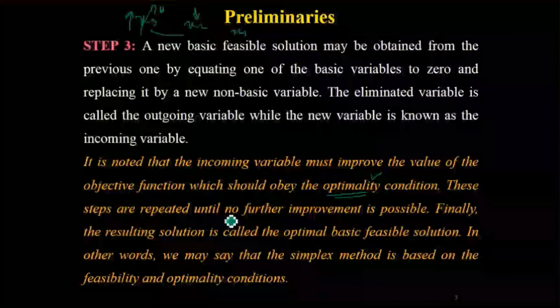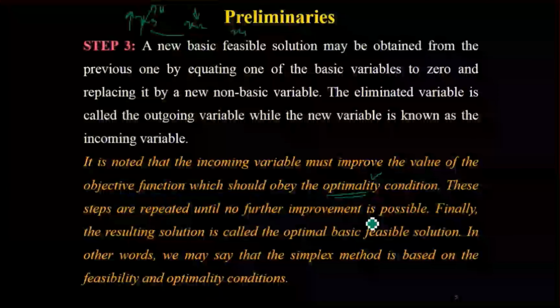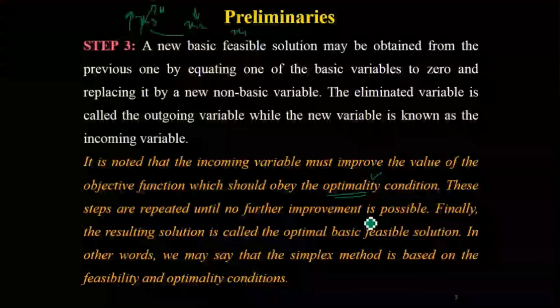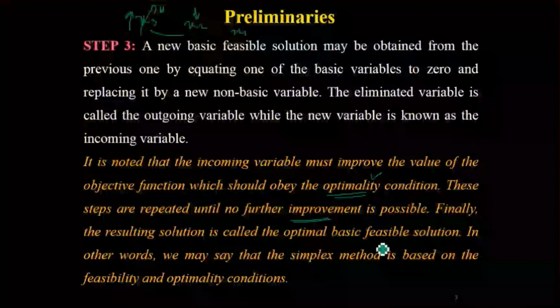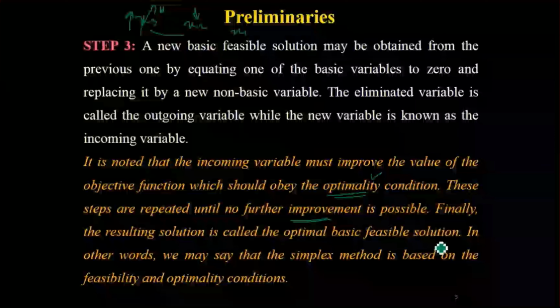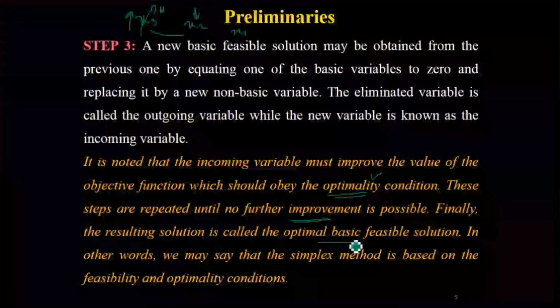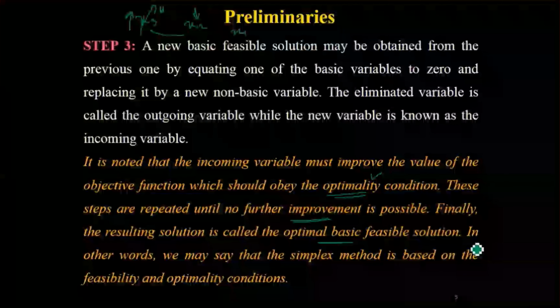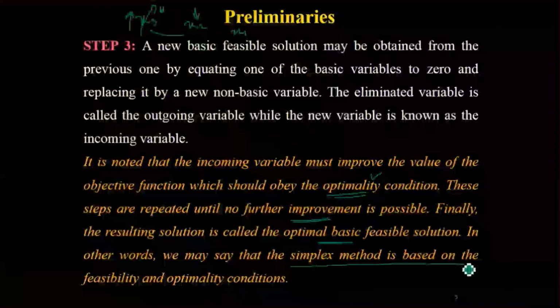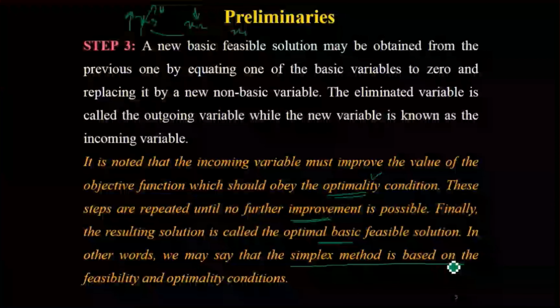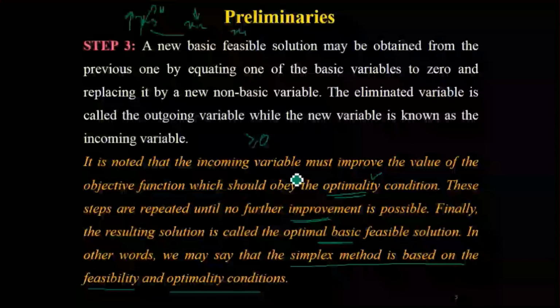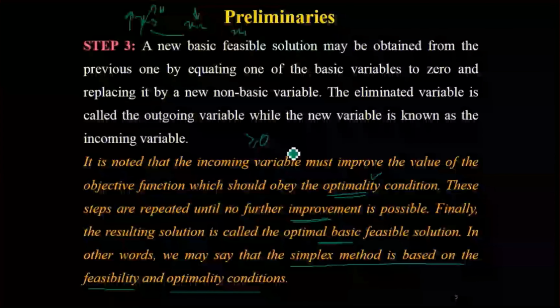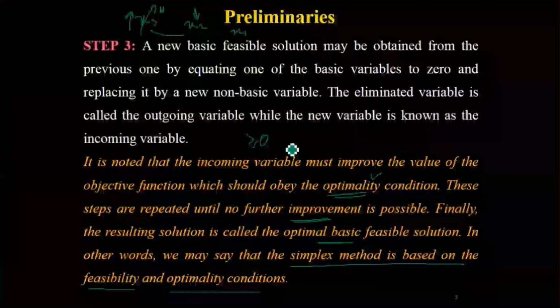These steps are repeated until no further improvement is possible. So we will search until no improvement occurs. Finally, the resulting solution is called the optimal basic feasible solution. In a single line, we may say that the simplex method is based on feasibility and optimality conditions. Feasibility is the greater-than-or-equal-to condition, and for optimality we check against the previous value whether it is optimal or not. So these are the preliminaries.